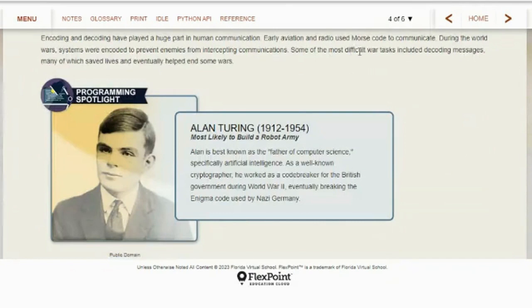Early aviation and radio used Morse code. See that you have Morse code. And you have to decode that to be able to understand what it is.